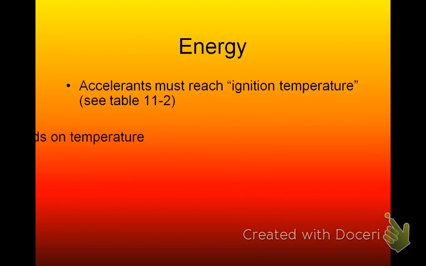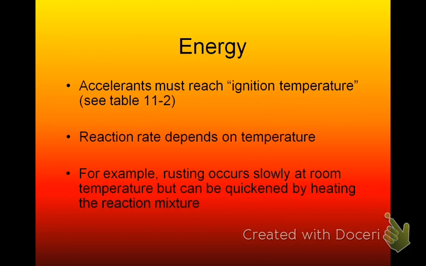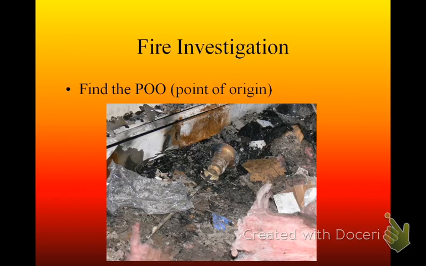Accelerants have to reach a certain ignition temperature, and that reaction rate of the fire also depends on temperature. Rusting occurs slowly at room temperature, but if the reaction mixture is heated, that'll speed up. Same thing with a fire. A fire will burn through wood faster when the wood is warmer, when it's hotter outside. The ambient temperature, surrounding temperature, is hotter than if it's colder.